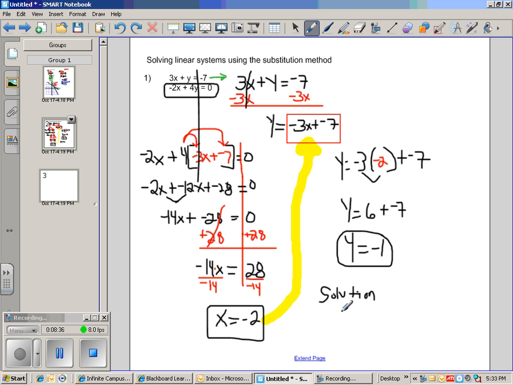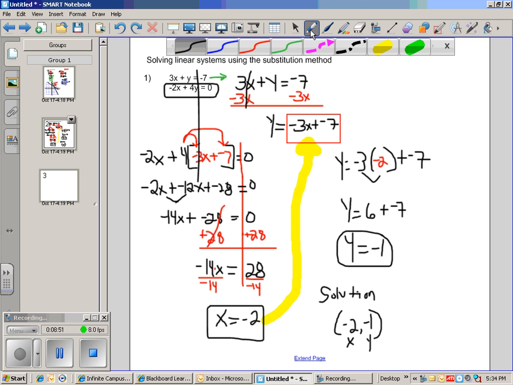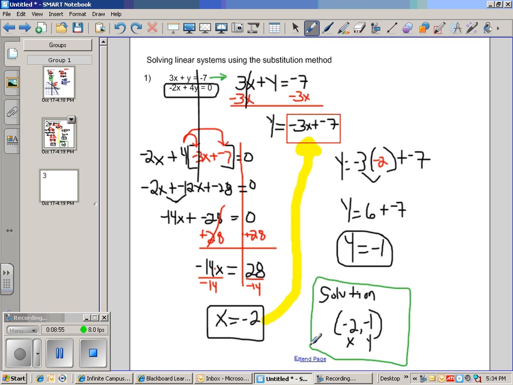The solution, x comes first, is negative 2, then y, negative 1. And I always sneak x and y right underneath because I know in any ordered pair, x comes first and then y. And that is the solution to the linear system.